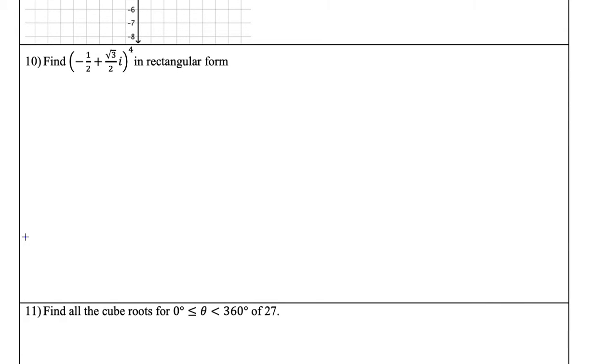Why? Because we got a graph. We're in rectangular form. Polar form is really easy to take powers, so what we need to do is first convert to polar form and then do the same thing that we just did for number 9, except no I graphing.